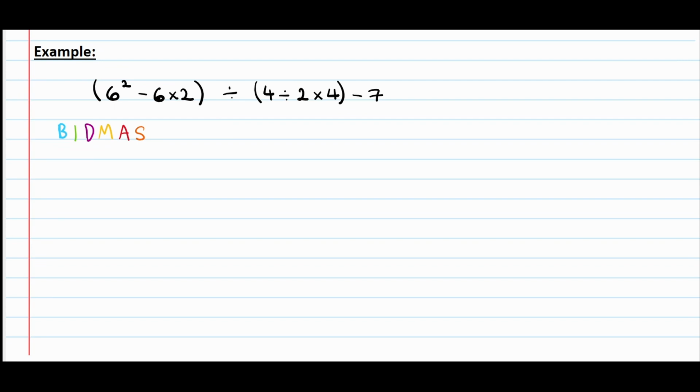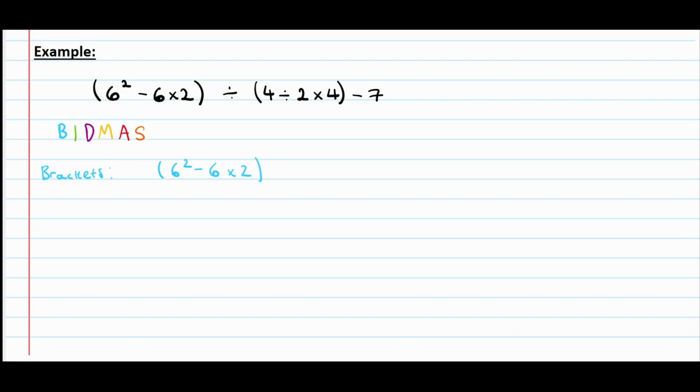So we have B for brackets. In this problem, do we have any brackets? Yes, we do. We have 2 sets of brackets, actually, here and here. So what we want to do is solve these brackets first. Whatever's inside the brackets, we want to simplify. So let's look at the brackets first. We have 2 sets of brackets, as I've mentioned, and we're going to have to go through each bracket. Let's focus on the left side bracket first: 6 squared minus 6 times 2, close bracket.